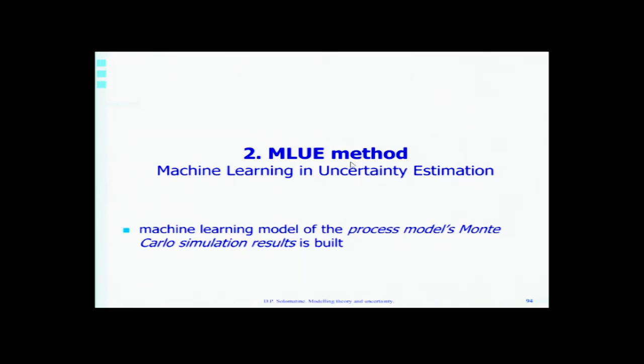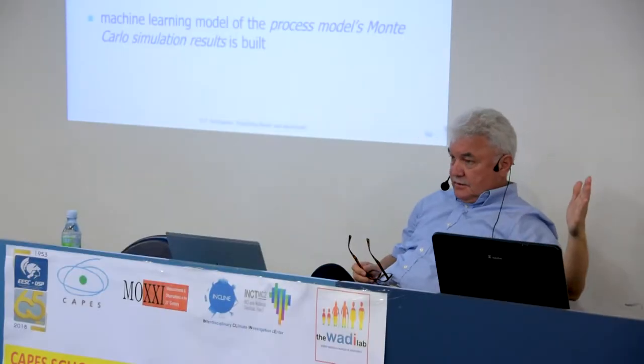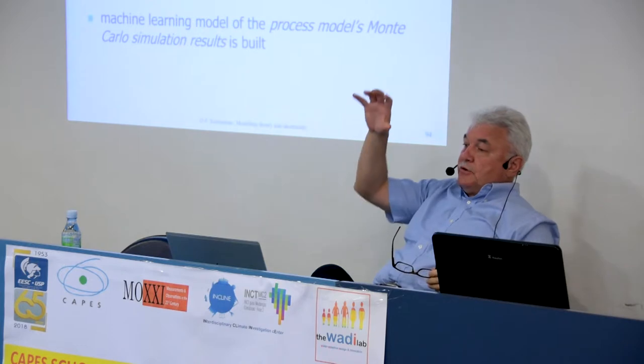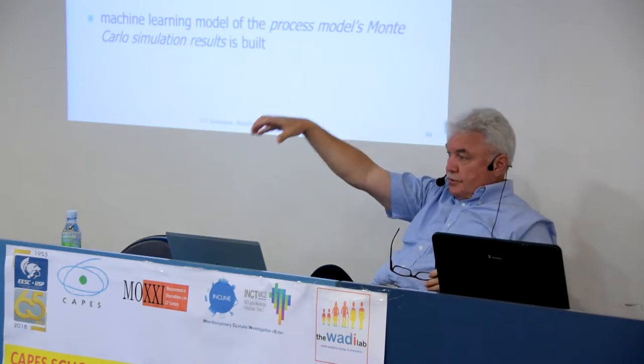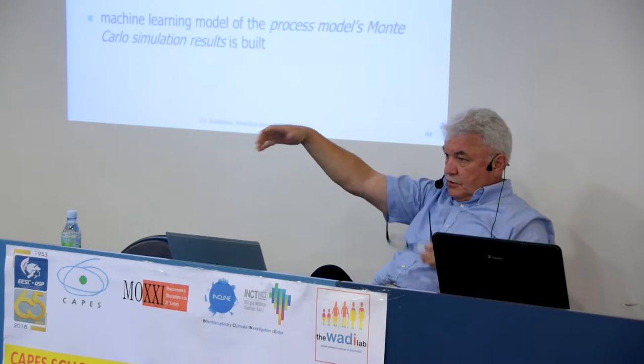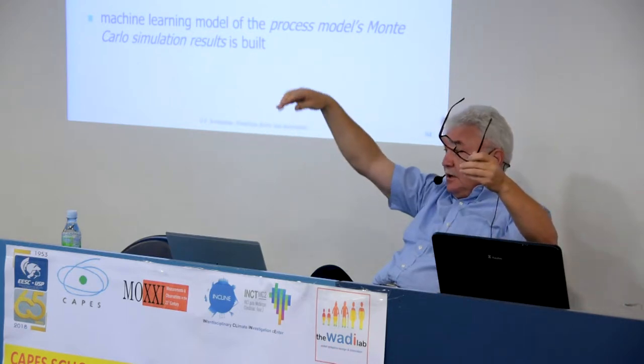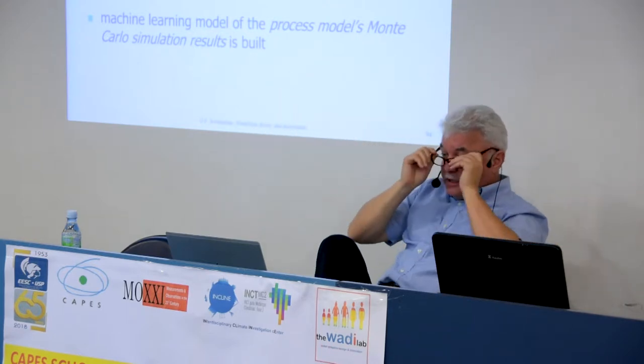It's called MLUE, Machine Learning for Uncertainty Estimation. What we do here, we now return back to Monte Carlo. We run a full Monte Carlo analysis on the past. And then we train a neural network to reproduce the results of Monte Carlo for the future. Because we have data on the past, let's use this data for the future. That's the principle in MLUE.